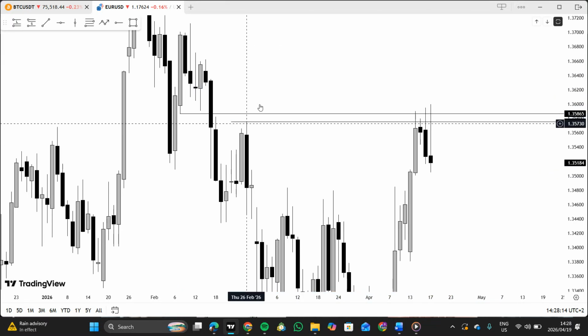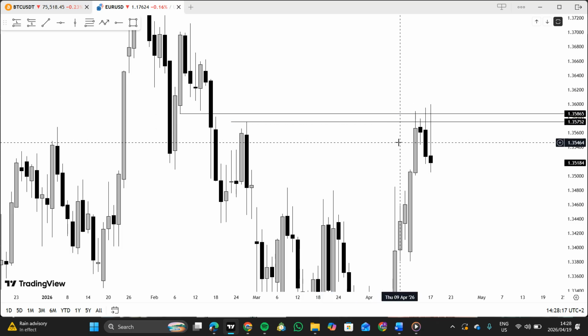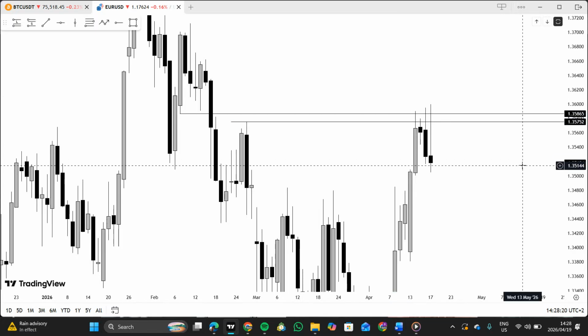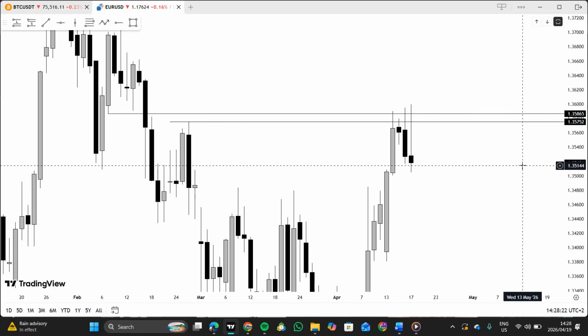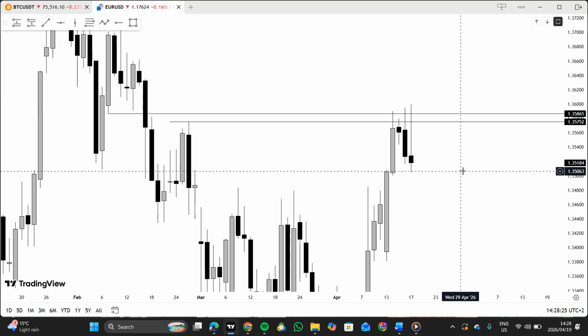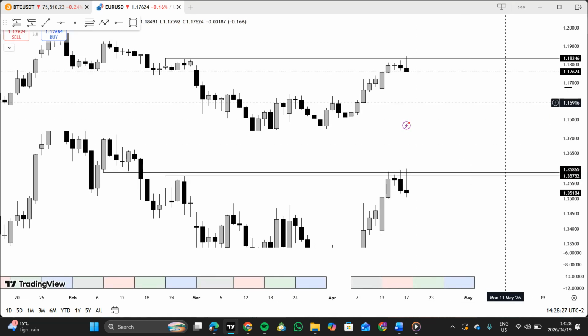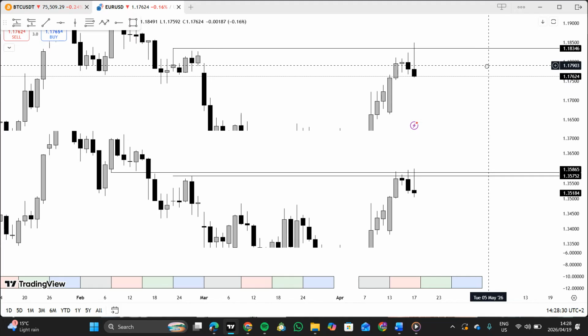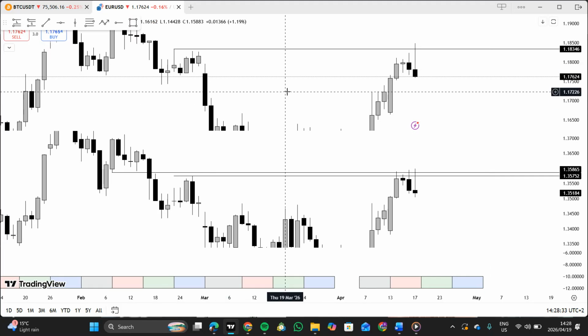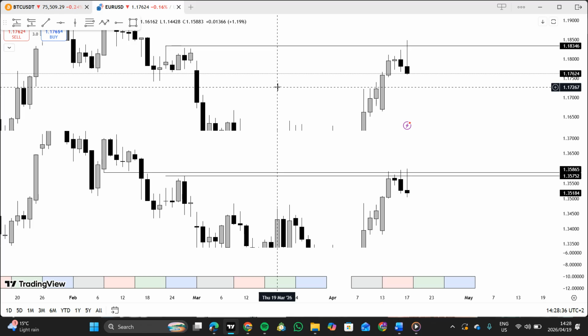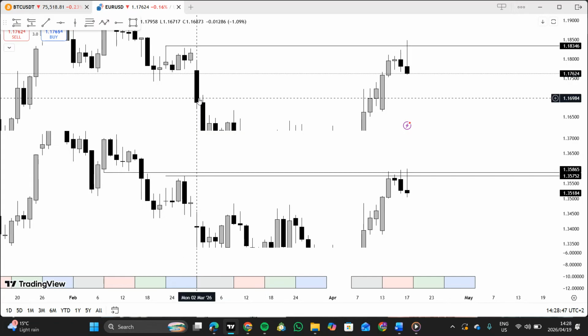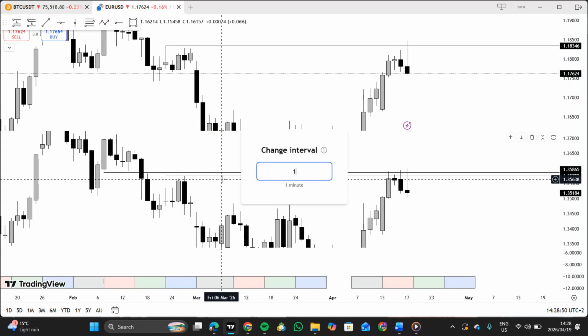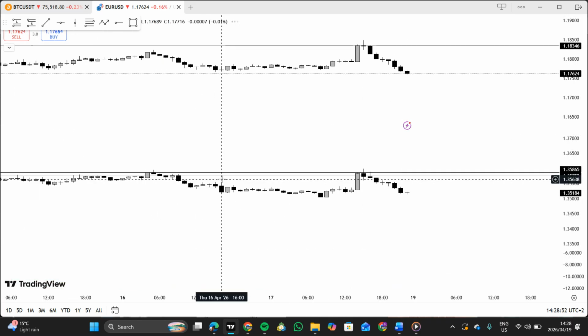Because these two lines over here is the weekly fair value gap. Okay, this is the weekly fair value gap. So as you know, if you want to trade the weekly cycle, which comprises all of the days, we need to use our 1 hour time frame. So let me just go down to my 1 hour time frame, because this is the time frame alignment.